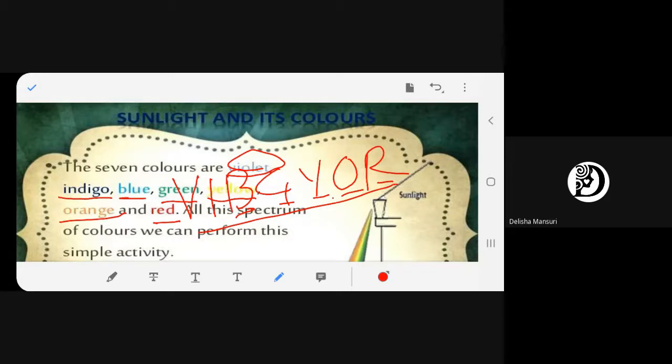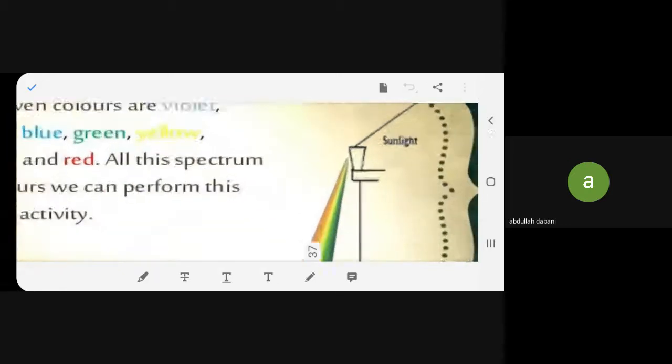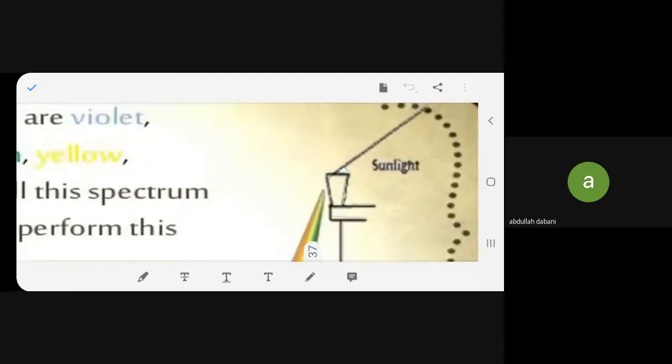Yes. All these colors are called the spectrum. What is it called? Say with me, spectrum. This VIBGYOR is called the spectrum, which is the rainbow. What is the other name? Rainbow. Am I right? Got it or not? Fine. The activity that will show that sunlight is made of seven colors is this one.